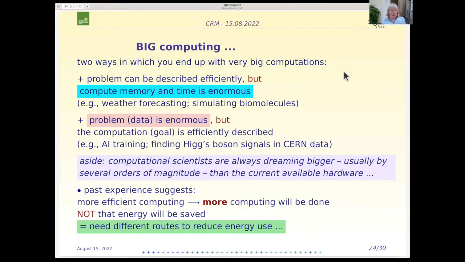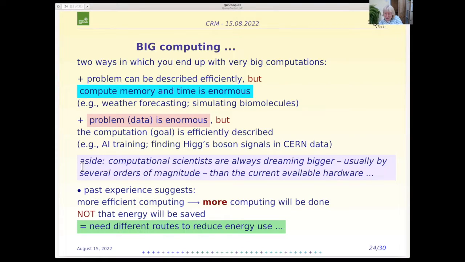So there are two ways you end up with very big computations. One, the problem is efficiently described, but the memory and time you need to actually compute it is enormous. So weather forecasting and simulating biomolecules come into that kind of setting. The other way is that you have an enormous amount of data, but the computation goal, the output, is quite efficiently described. So training AI, for example, or finding Higgs boson signals in CERN data, or finding interesting signals in data from telescopes for observational astronomy, for example.